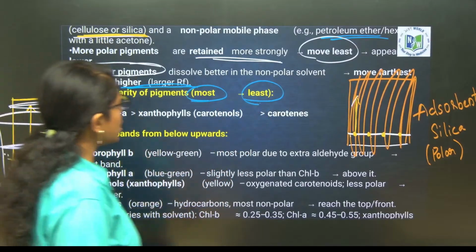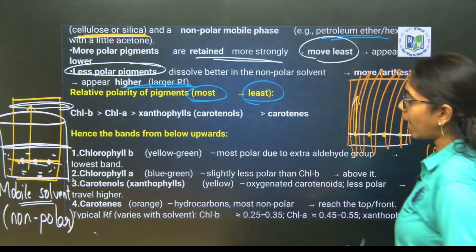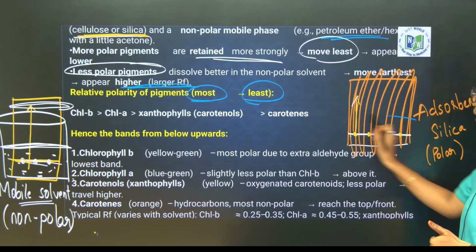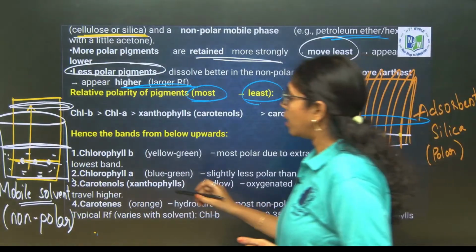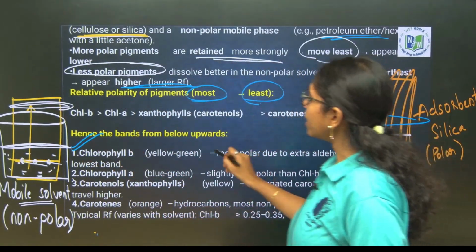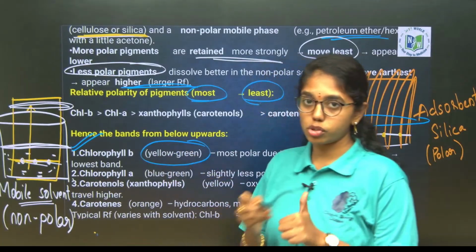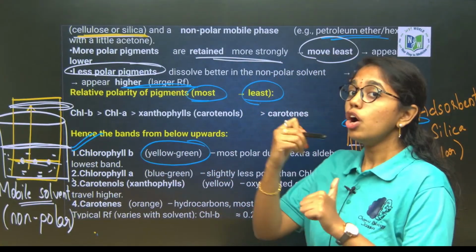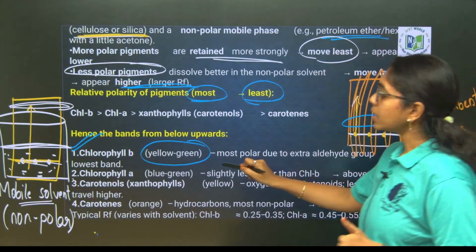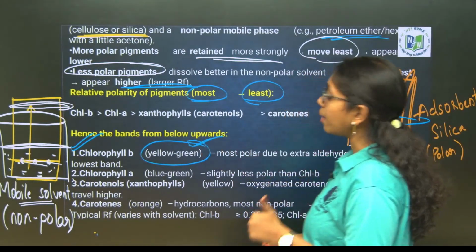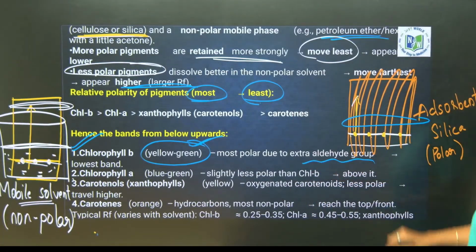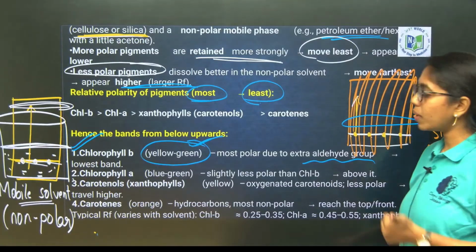So here if you see, when you get the values, the first polar or the lowest band which is occupied is chlorophyll B. Chlorophyll B, when you observe it in the chromatogram, what is the color? It is showing yellow green color. So the first band, that is polar, close to the spotted area, that is chlorophyll B, and the color it is showing in the chromatogram is yellow green. Most polar due to extra aldehyde group, and it is the lowest band.